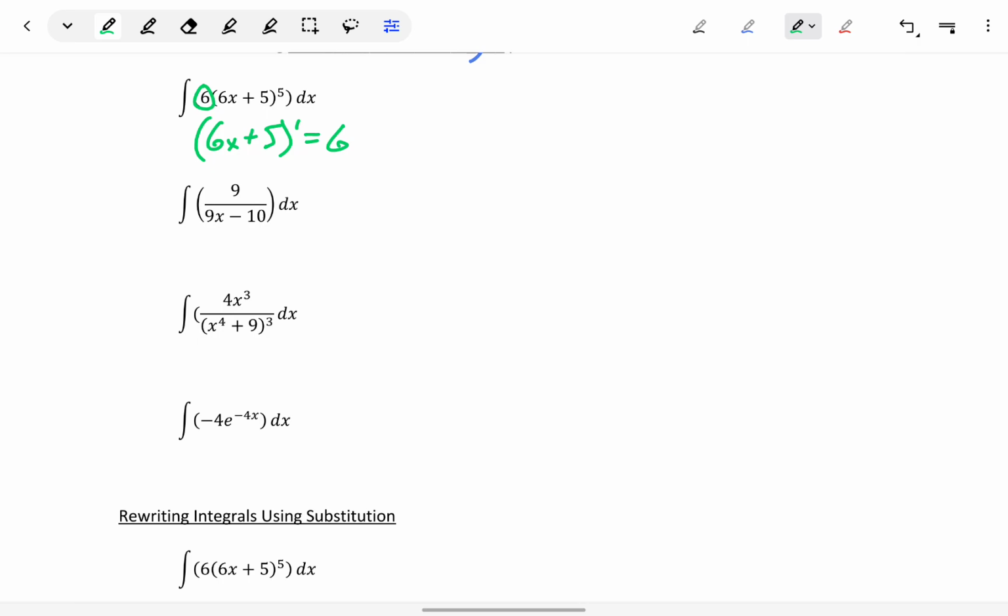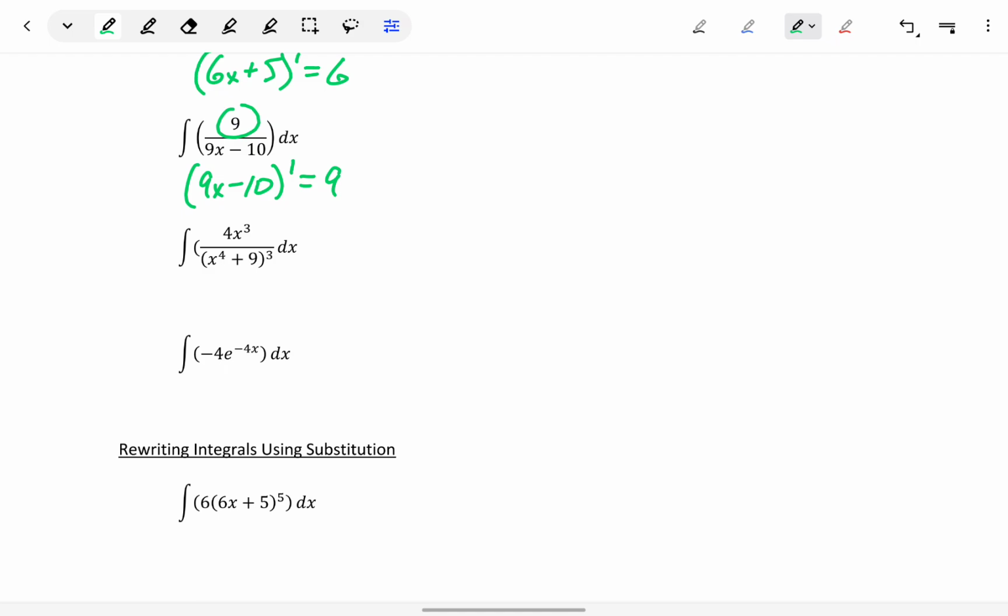In the next example, we have 9 divided by the quantity 9x minus 10. 9x minus 10 in this case is the interior function. And if we take the derivative of that expression, we get 9, which matches up with another part of this problem.